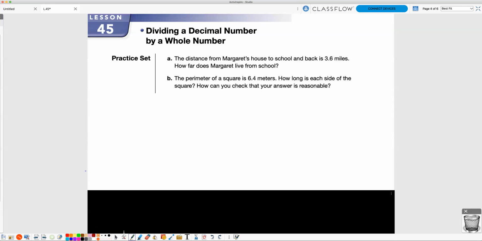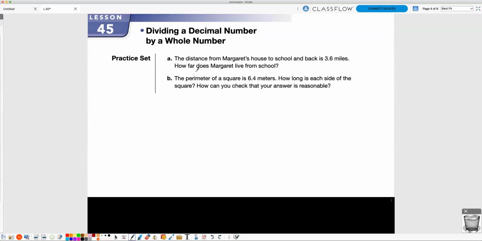All right, let's try these. Letter A. The distance from Margaret's house to school and back is 3 6/10 miles. How far does Margaret live from school? So the distance from Margaret's house to school and back, that means both directions. All right, go ahead and answer letter A.